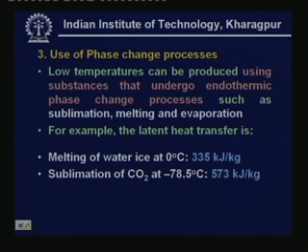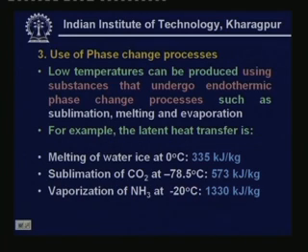And the second example is sublimation of carbon dioxide at minus 78.5 degrees centigrade. When dry ice or solid carbon dioxide sublimates at this temperature, 573 kilojoules of heat is transferred per kg of solid carbon dioxide sublimated. And the last example is vaporization of ammonia at minus 20 degrees centigrade. That means when liquid ammonia vaporizes into gas at minus 20 degrees centigrade, 1330 kilojoules of heat is transferred per kg of ammonia vaporized. So these are typical examples and the typical temperatures.